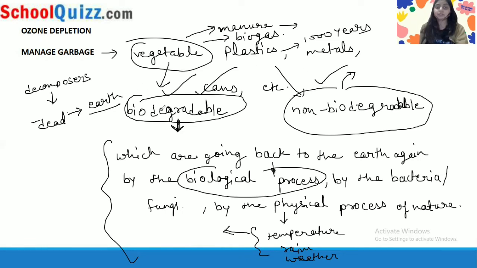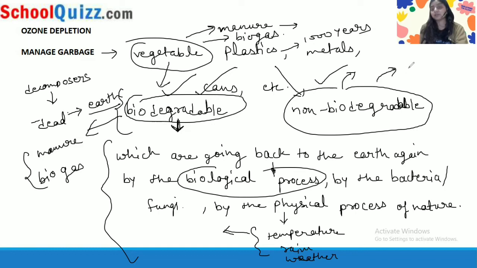So these are two types of garbage, and biodegradable garbage can be reduced to manure and biogas, and it can be used by humans. What is the option for non-biodegradables? Because they cannot go back to the earth again, they can be recycled or reused. So these are the options for the non-biodegradable and these are the options for the biodegradable, and I hope this is clear for you.